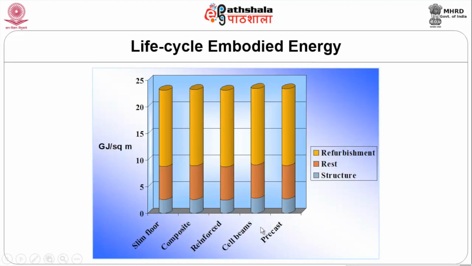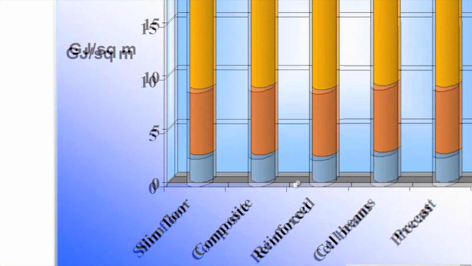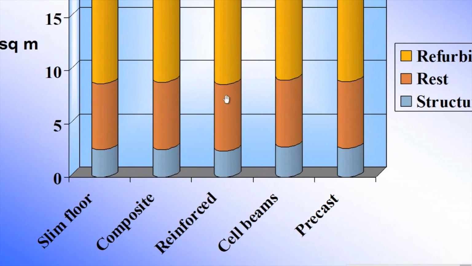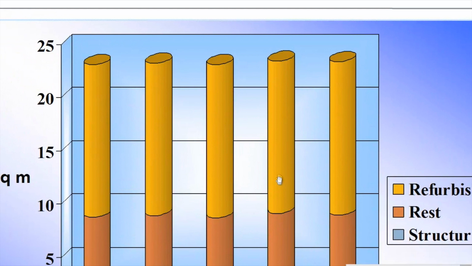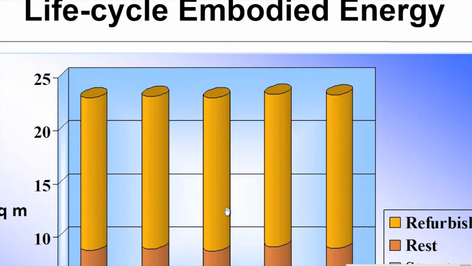Now, look at the value in the graph. It has a scale from 0 to 25, which gives a value for a slim floor and composite floor and reinforced concrete buildings and also cell beam buildings and also precast buildings. All these lie in the same value. It is like structurally sound and refurbishment to a greater extent.